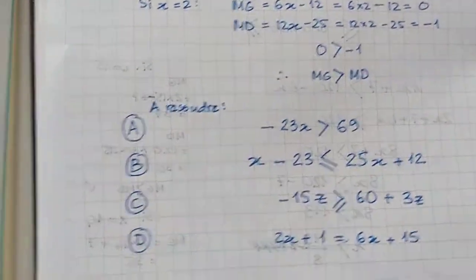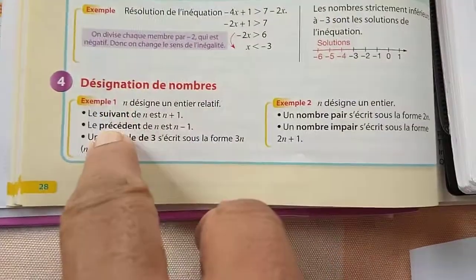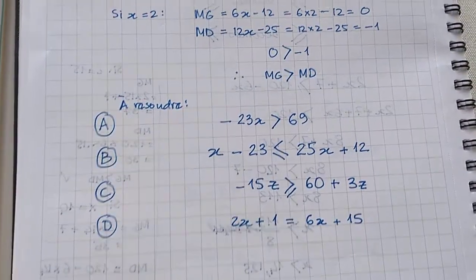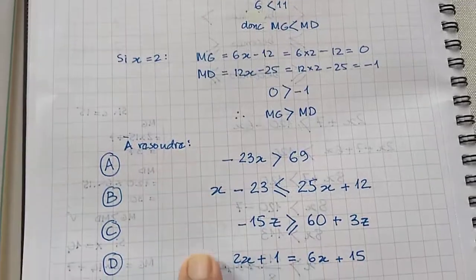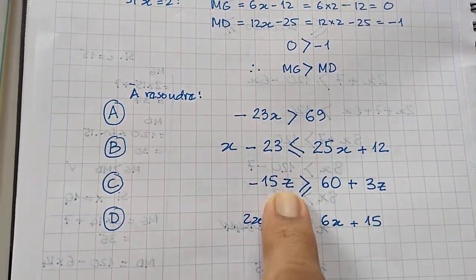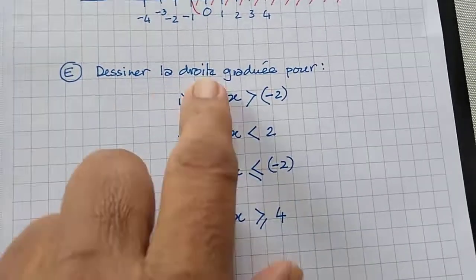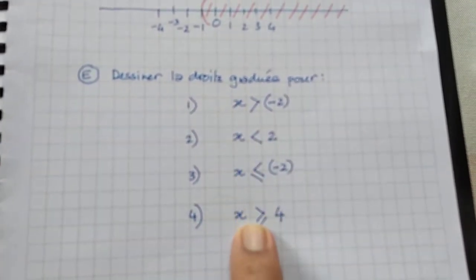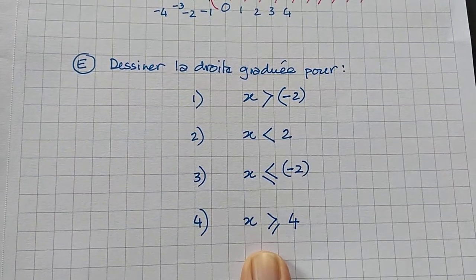And one final point, the final topic in this chapter is désignation des nombres. This you read yourself and understand. If you don't understand, you ask me. This is so simple that I don't even want to waste my breath talking about it. Okay, so I'll stop here, and please do solve these three inequations, solve this equation, and draw 4 number lines. In English, droite graduée is called number line, for these 4 cases. Okay, I stop here.